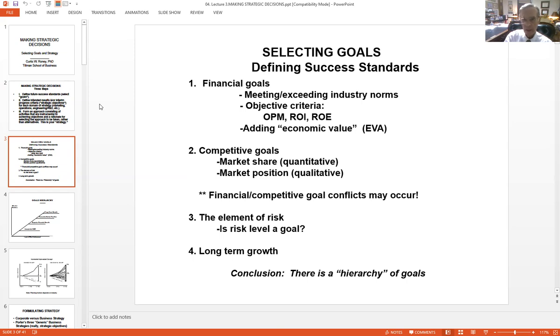In any event, financial is the most common category of goal definition. We're all familiar with them. You would be surprised if I did not mention them. A second category of goals relates to competition, and these may be either quantitative or qualitative. If they're quantitative, they're usually expressed as market share.